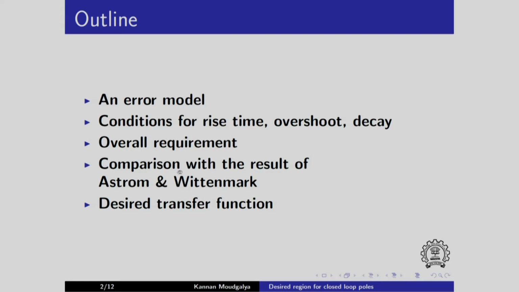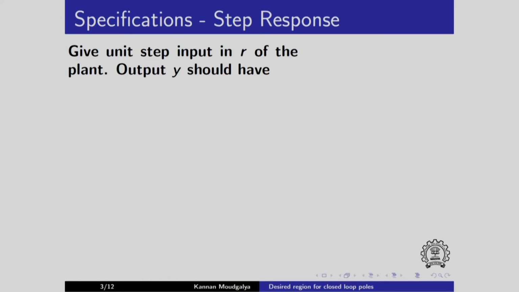Welcome again. In this presentation, we will arrive at a desired region for closed loop poles. We will start with an error model. We will state conditions for rise time, overshoot and decay. We will arrive at overall requirement. We will compare our results with that of Astrom and Wittenmark. We will arrive at the desired transfer function.